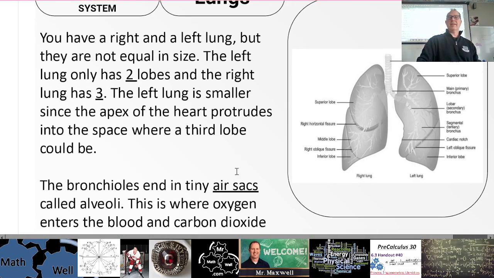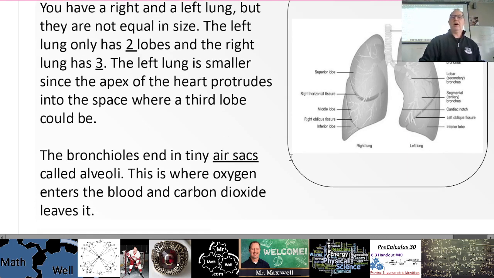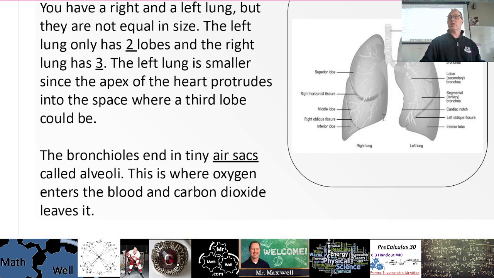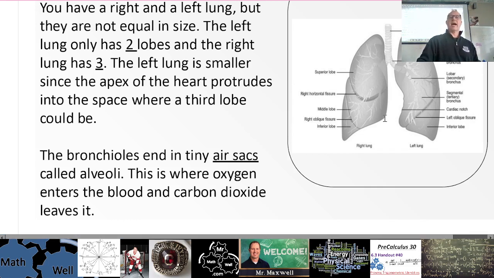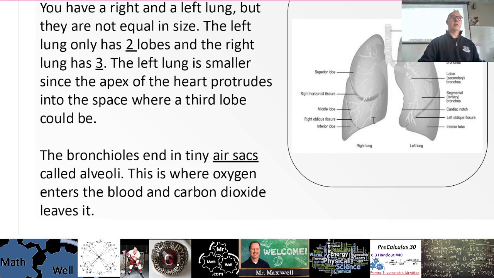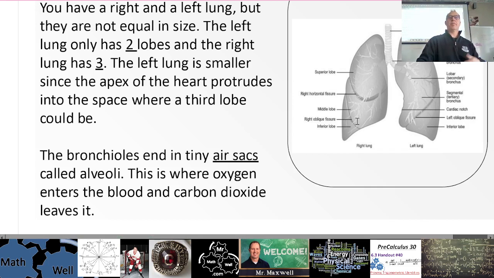The bronchioles end in tiny air sacs inside the lungs where the oxygen enters the blood and the carbon dioxide leaves it. So the very thin interface between the oxygen in your air and the blood, that oxygen carbon dioxide exchange, which is amazing if you think about that, happens in our lungs in these tiny little air sacs where the walls are so thin that literally you have gas passing through those walls. Oxygen coming in, carbon dioxide going out. It's an amazing system.